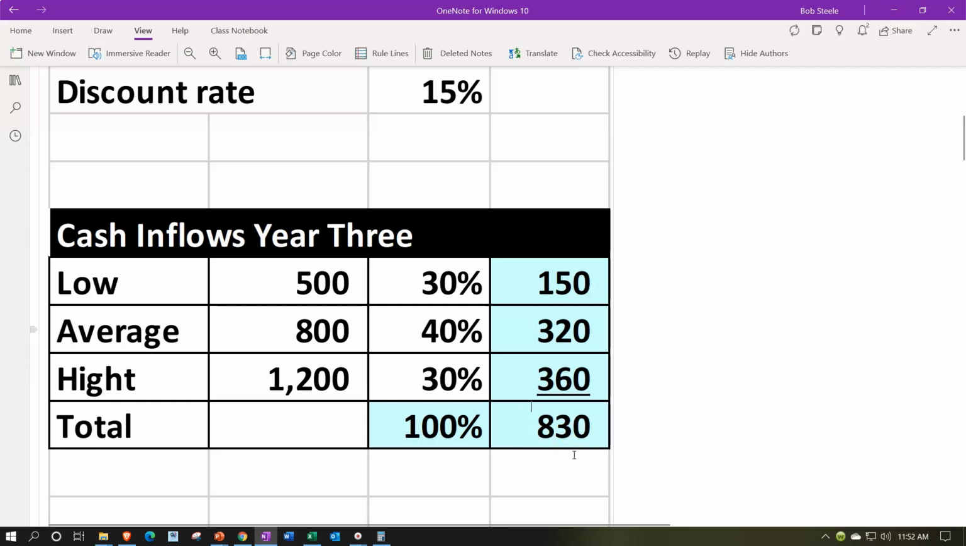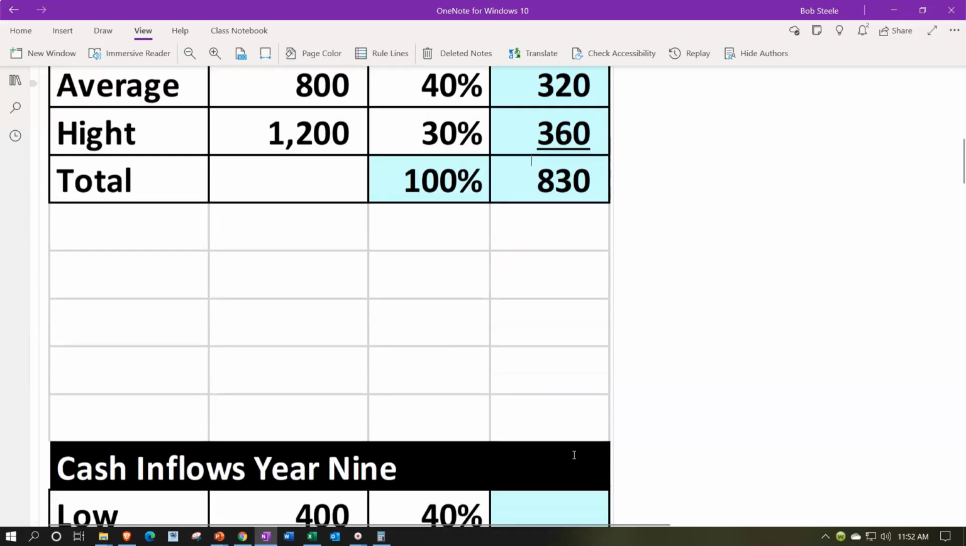So for year 3, we have an expected value. Our best guess based on this type of analysis is 830 for the expected value there, which once again we can use as part of our present value calculation.